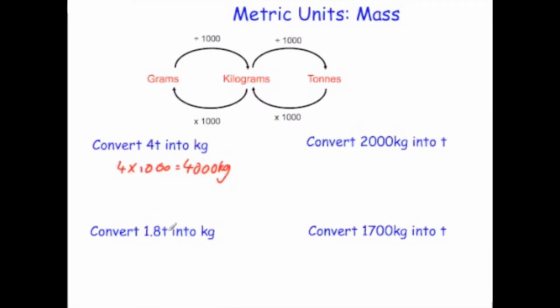Convert 1.8 tons into kilograms. Again, to convert from tons to kilograms, you times by 1,000. So 1.8 times 1,000 would be equal to 1,800 kilograms.